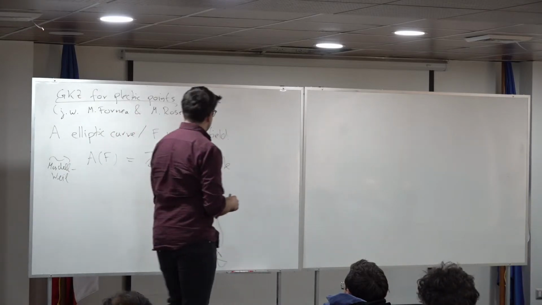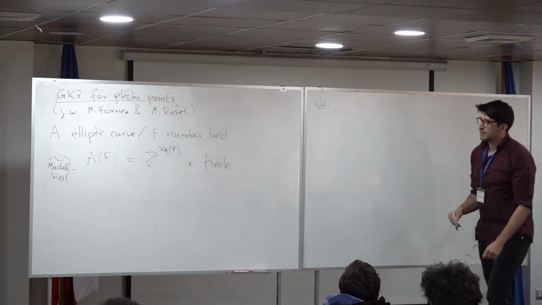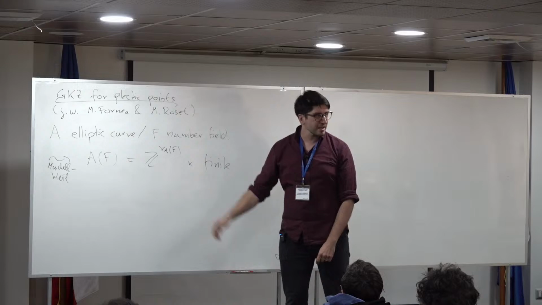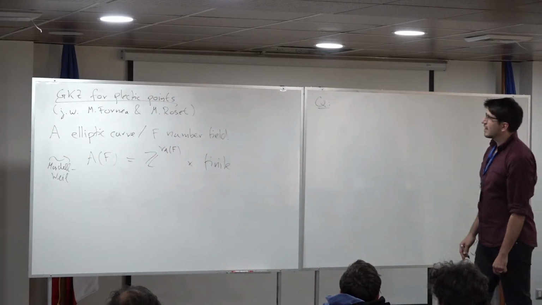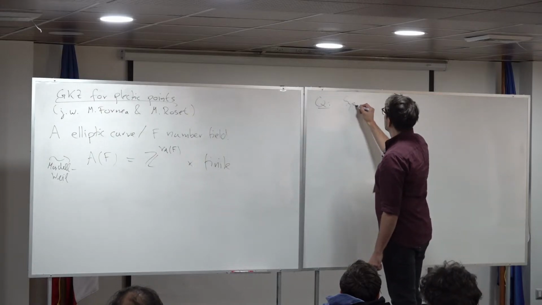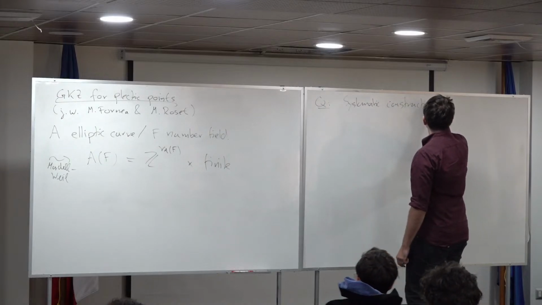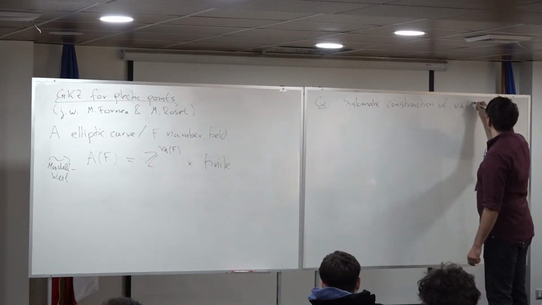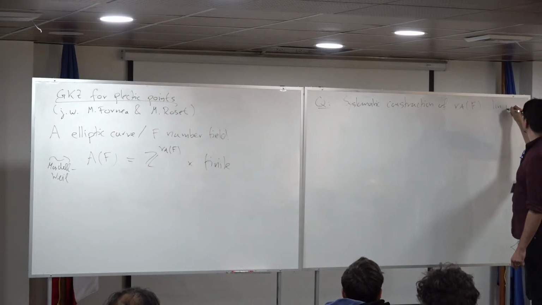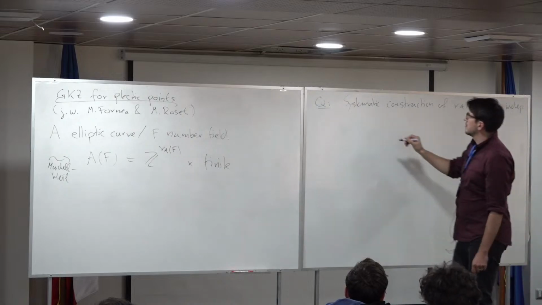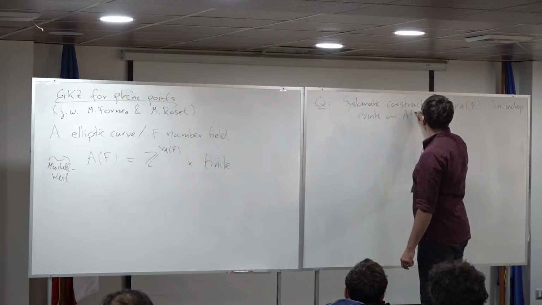A natural question you can ask is, what is this rank? So given an elliptic curve, what is this rank? This is already maybe hard. But even harder is: is there a systematic construction of r_A(F) many linearly independent points on A, or in A(F)?